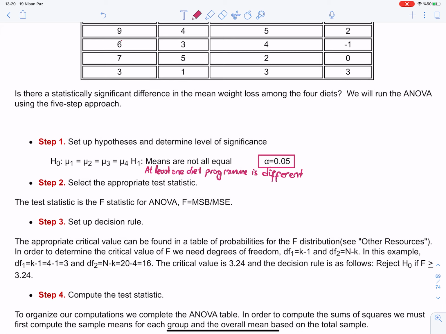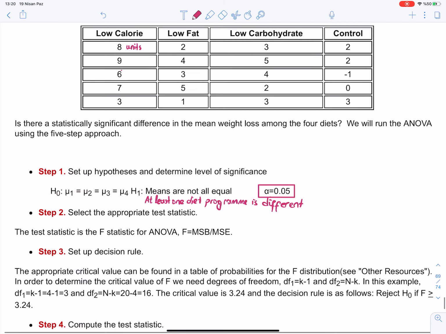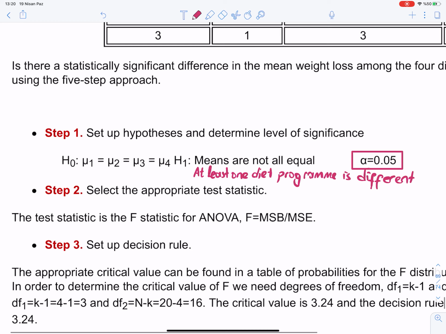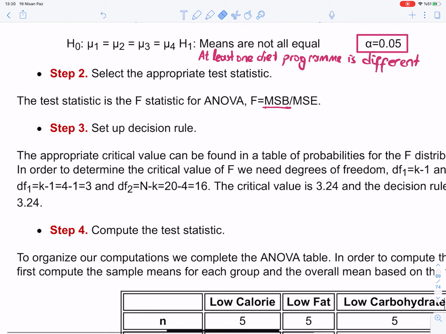Okay, the test statistic, as I told you: we use the ANOVA for comparing more than two groups. If you have two independent groups, the independent t-test is fine. But if you have more than two groups, you definitely need the ANOVA F statistic, which is the mean square of treatment, the between, the same as the one I showed you in the last lecture, divided by the mean square of the error.